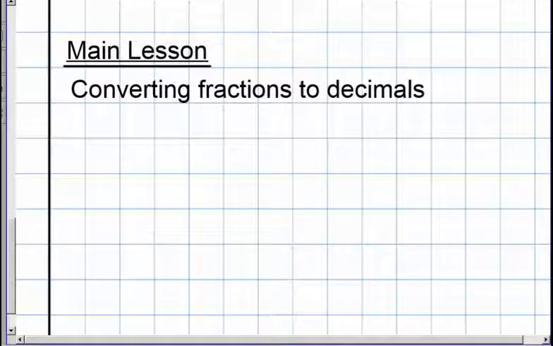Fractions to decimals. Example 1. I'm not going to deal with the simple ones, over 10 or 100 or 1,000. I'm going to look at the harder ones.